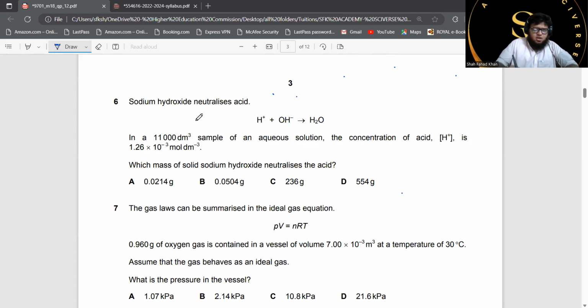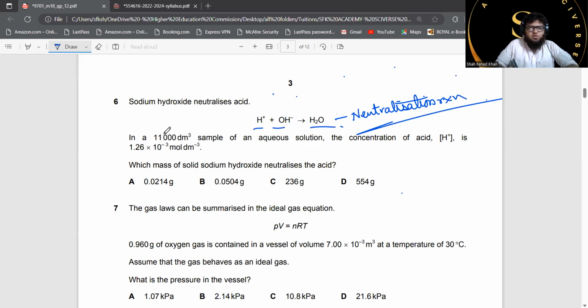Let's begin. Now, we have sodium hydroxide, which is neutralizing an acid. We have H positive ion reacting with sodium hydroxide OH negative ion to form water. So, this is an example of a neutralization reaction. Okay, because this is an acid reacting with an alkali forming water.